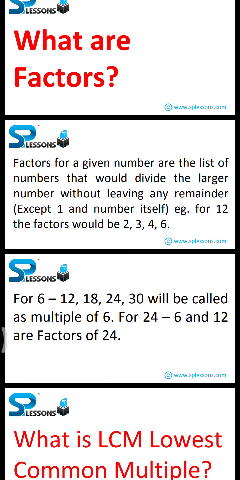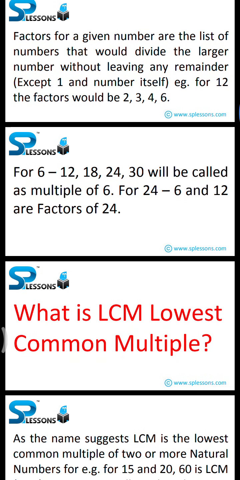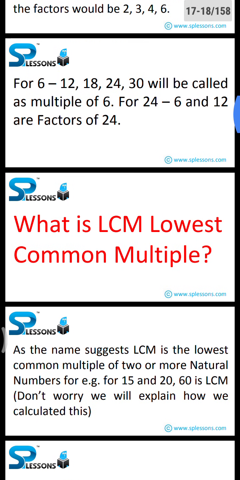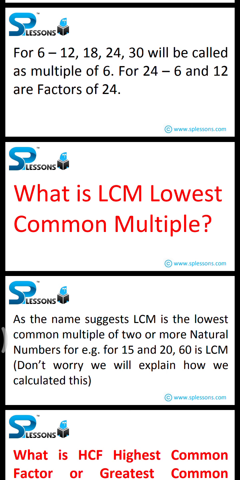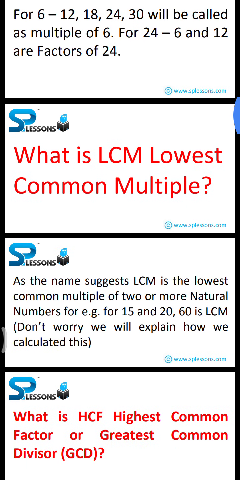For 6, the numbers 12, 18, 24, 30 will be called multiples of 6. For 24, 6 and 12 are factors of 24. What is LCM, lowest common multiple? As the name suggests, LCM is the lowest common multiple of two or more natural numbers. For example, for 15 and 20, 60 is the LCM. Don't worry, we will explain how we calculated this.